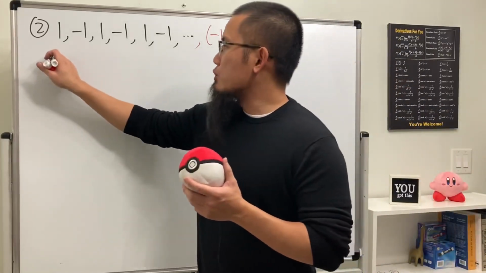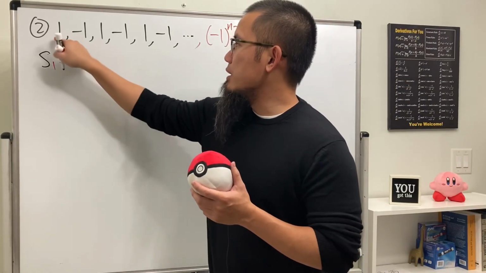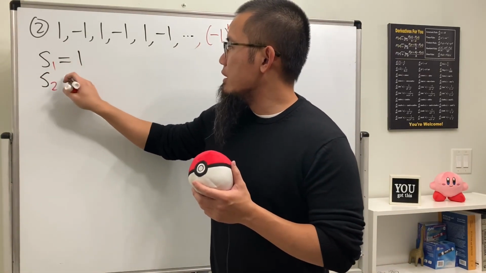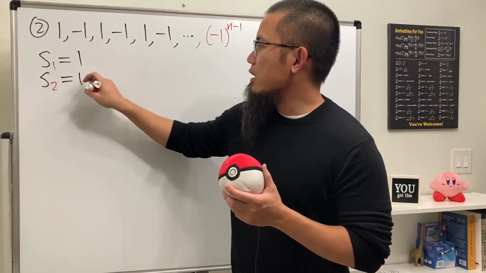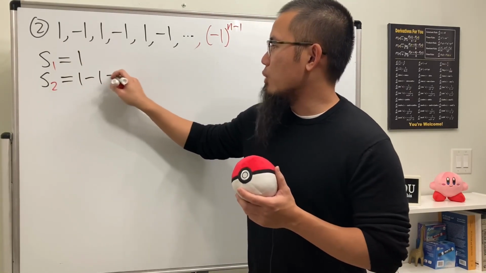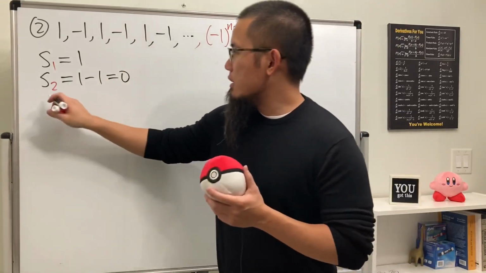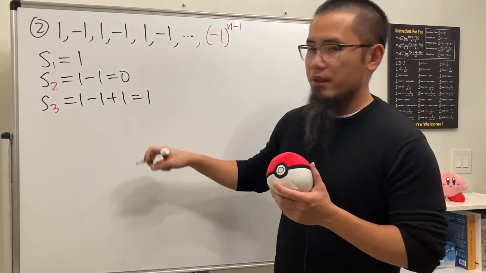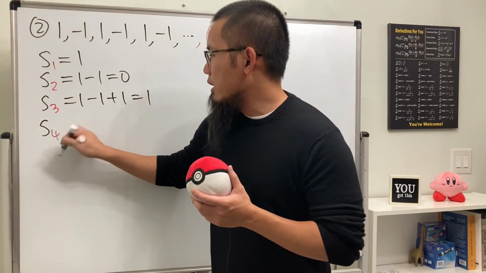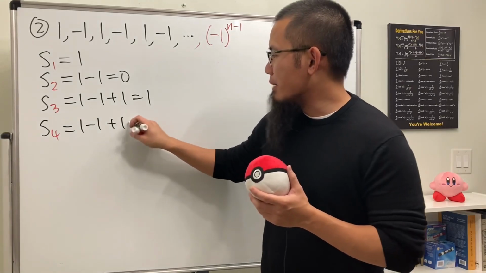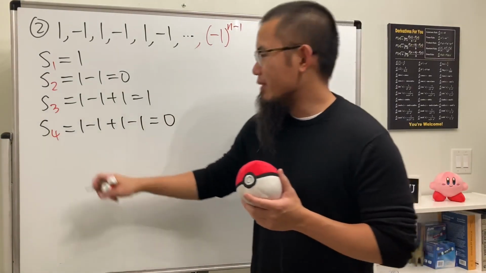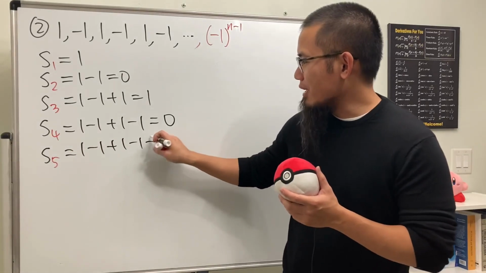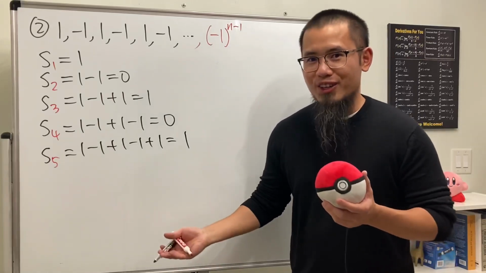Okay, the nth partial sum. Here we go. S1 is just going to be the first term, which is just 1. Done. Next, S2. This means we do this plus that. So 1 plus negative 1 is just 1 minus 1, and that's equal to 0. Next, we have S3, and that's going to be 1 minus 1 plus 1, and that will be 1. And then just keep on going. S4 is going to be 1 minus 1 plus 1 minus 1, and that will be 0. And then one more. S5 is just going to be 1 minus 1 plus 1 minus 1 plus 1, and that's going to be 1, and so on.